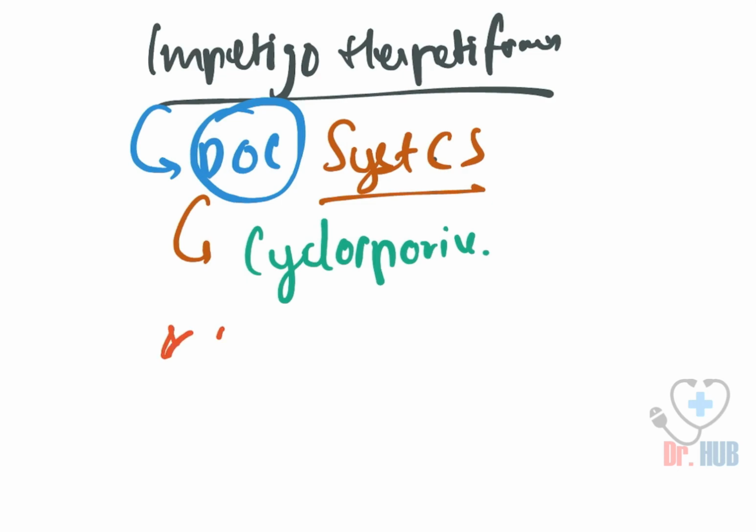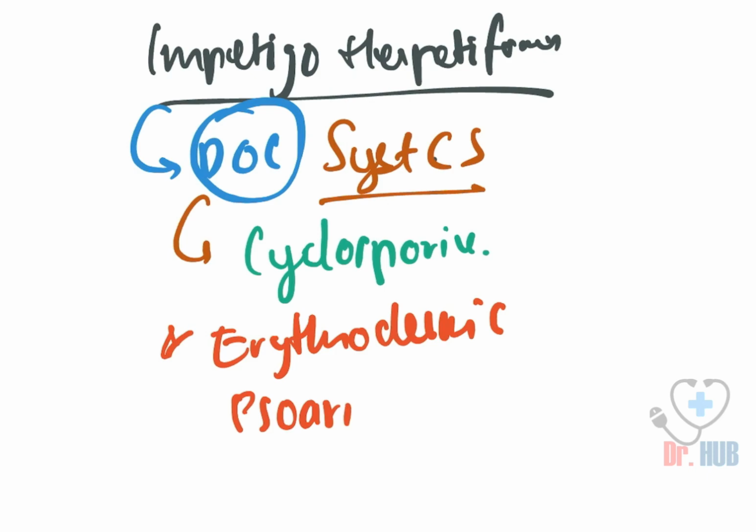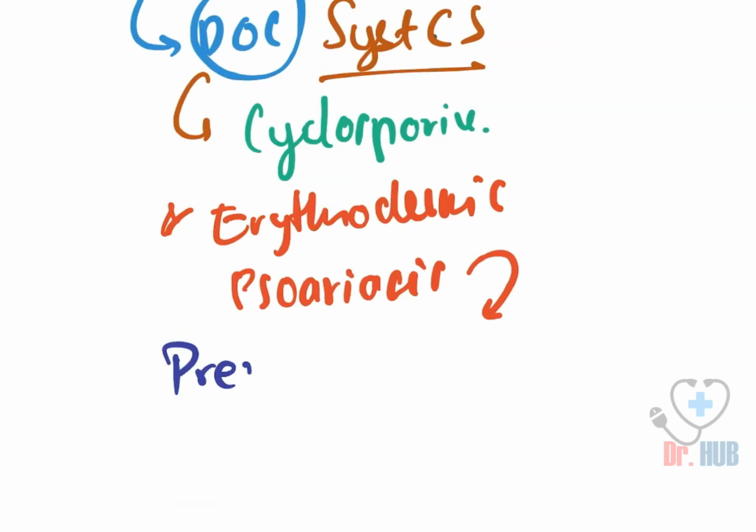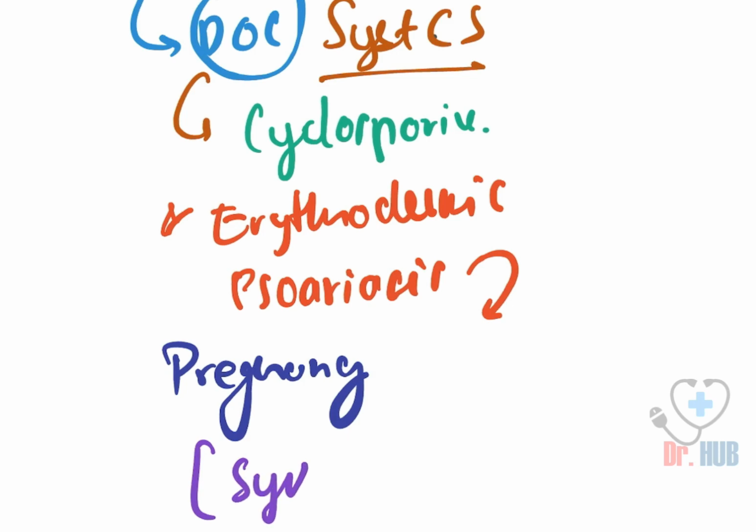Lastly, the category we are seeing is erythrodermic psoriasis in cases of pregnancy. Here what we use is systemic corticosteroids.